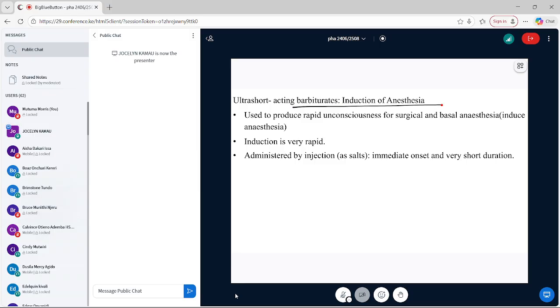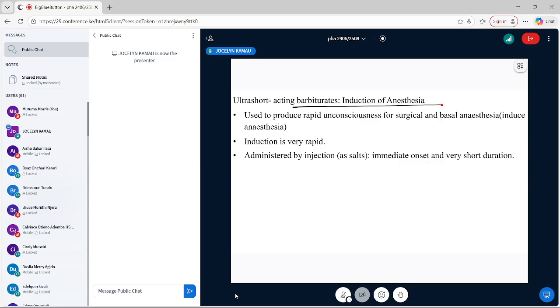For those who have done the other unit, they already know that we classify barbiturates first into long-acting, then intermediate acting, and then short acting. The long acting are like phenobarbital, which we use as an anticonvulsant. You're going to study that later. That is long acting, with low lipid solubility.